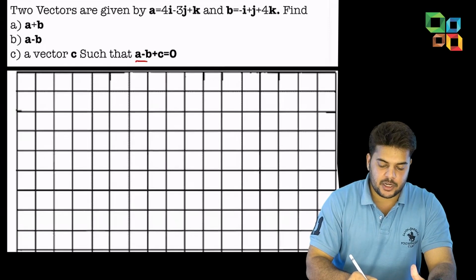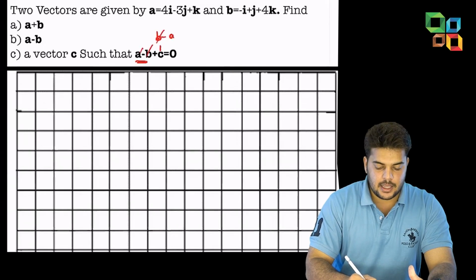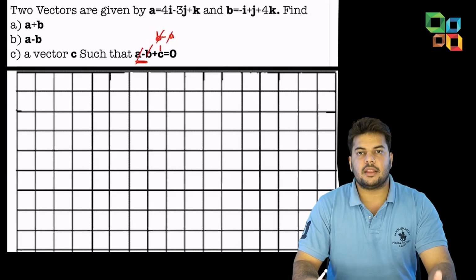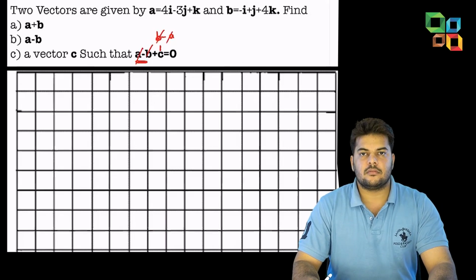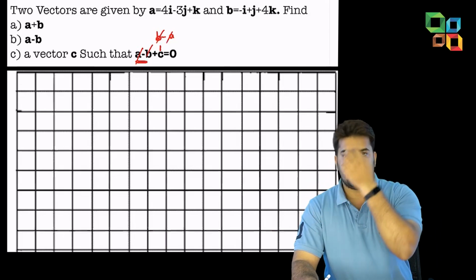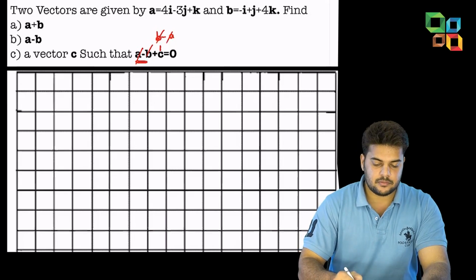Look, a minus b is already what we've got. c must be equal to b minus a, because b and b will get cancelled, and a should get cancelled, so that we have 0. Nothing left. Correct? That is as good as taking it to the other side, isn't it? You'll get the same answer, b minus a.